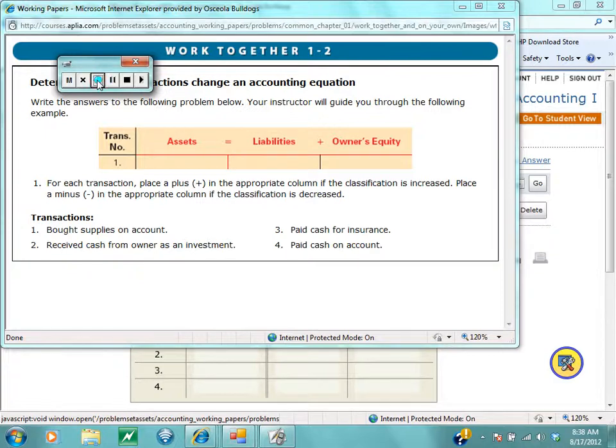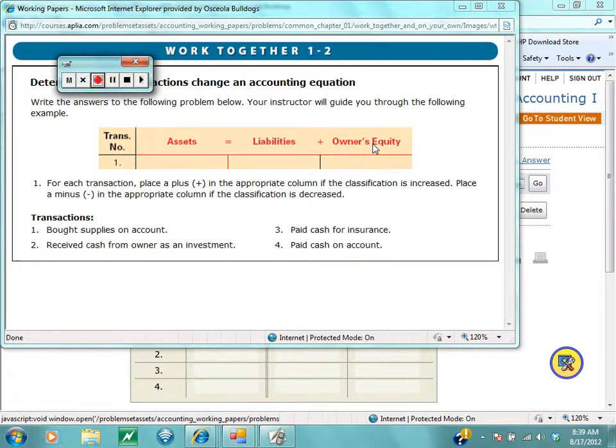We are doing 1-2, working together. Let me start with the accounting equation again. Assets equals liability plus owner's equity. This has to remain true. Whenever a business does transactions, they must make this accounting equation hold true.